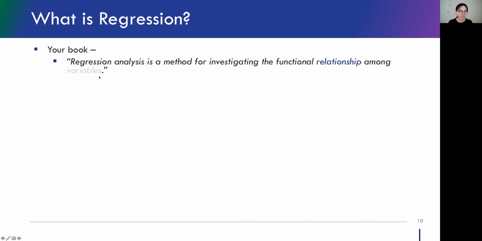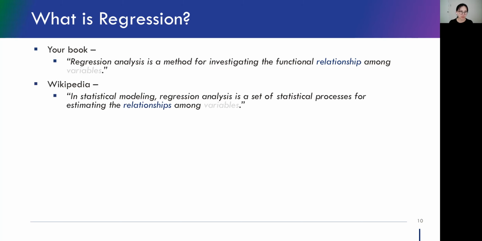Okay, so I cited the definition from the textbook, where it says regression analysis is a method for investigating the functional relationship among variables. So here it's functional relationship among variables. On Wikipedia, it says in statistical modeling, regression analysis is a set of statistical processes for estimating the relationships among variables. So there is some similarity between these two definitions.